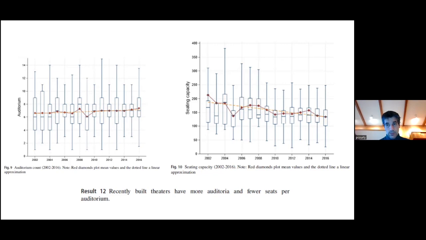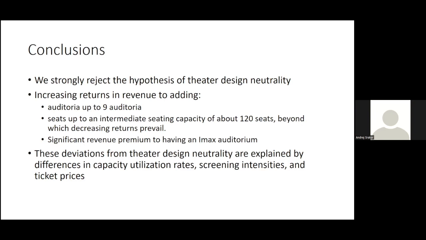So to conclude, we strongly reject the hypothesis of theater design neutrality. We find increasing return to revenue to adding auditoria up to 9 auditoria, and seats up to an intimate capacity of about 120 seats. After that you have decreasing return, and the palace not doing very well, and a significant revenue premium to having an IMAX auditorium. Part of it is not due to unobserved characteristics, part of it is due to spillover. This deviation from theater design neutrality is explained by different capacity utilization rates, screening intensity, and to some extent, ticket price. That concludes my talk, and I want to thank you.